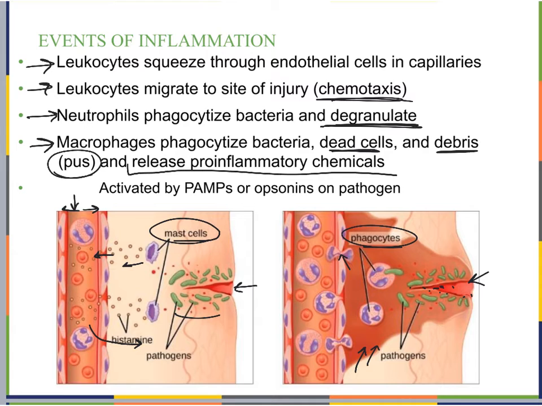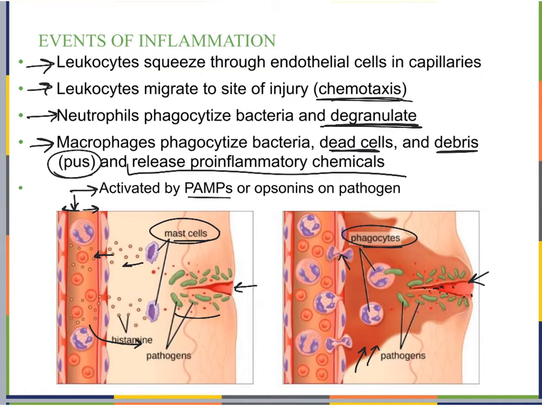The macrophages are also going to release those pro-inflammatory chemicals. So it's going to continue with the inflammation, which means it's going to continue with making those capillaries more dilated, making those capillaries leaky, bringing more fluid to the area, which also is bringing more of our immune system to the area to help fight these bad guys and repair our damaged skin.